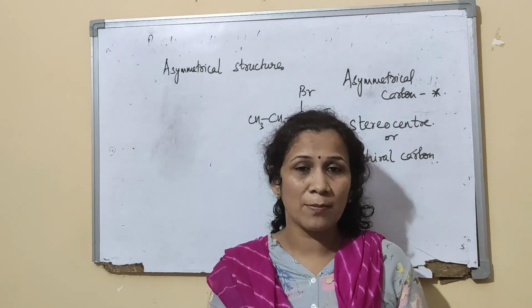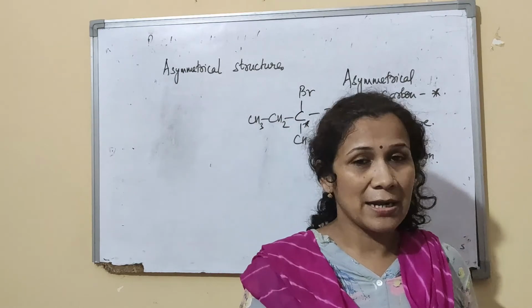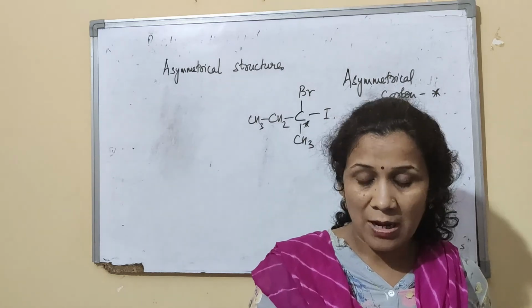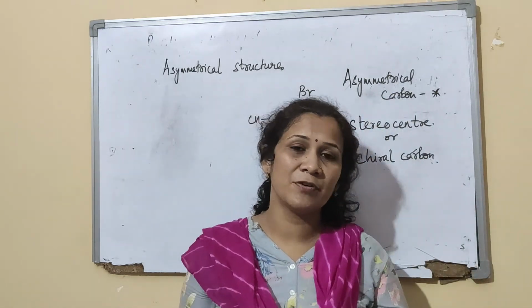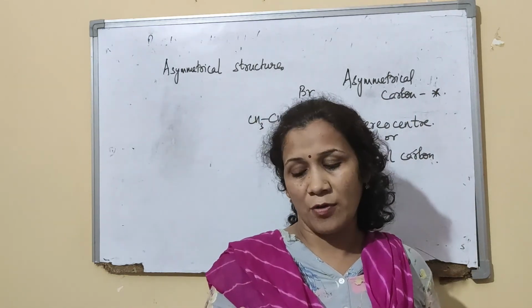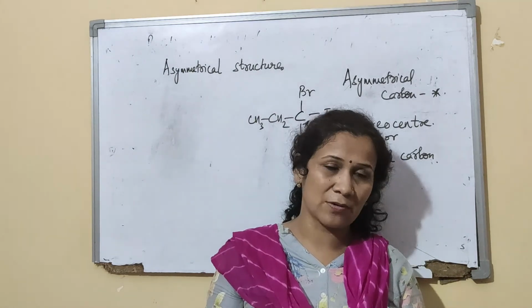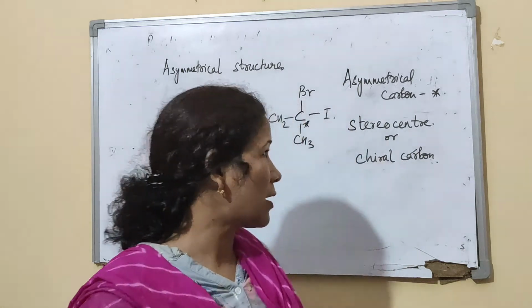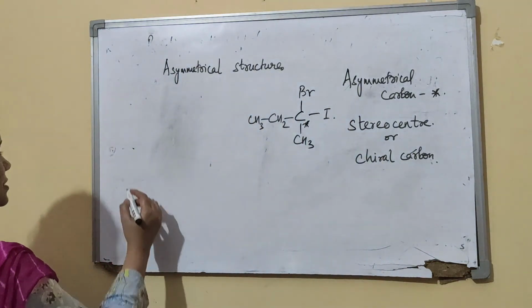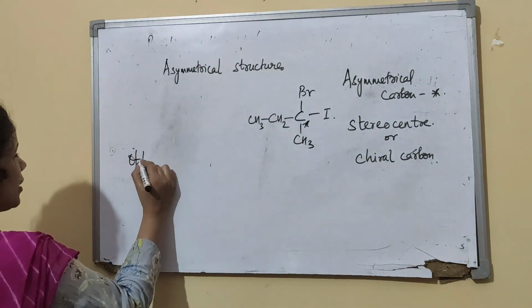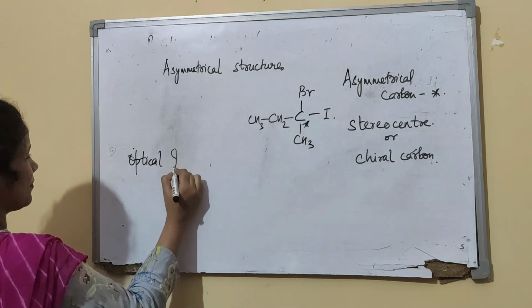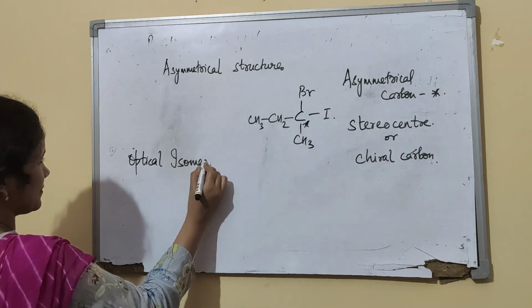We will talk about this optical activity and dextrorotatory and levorotatory. I'll post all the definitions for PPL, for asymmetric carbon, what we mean by asymmetrical structures, etc. Now we'll talk about optical isomers.